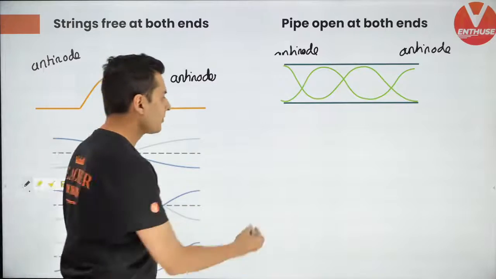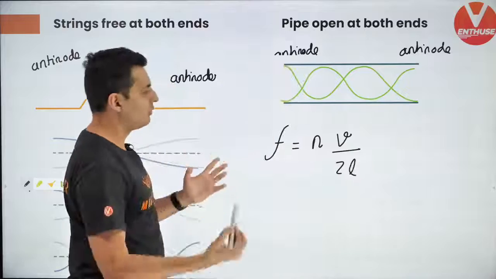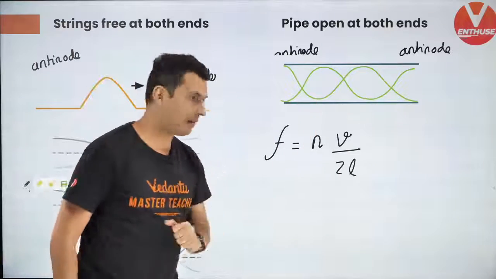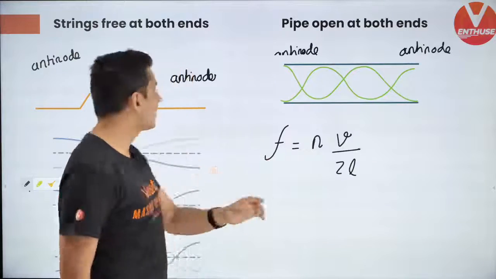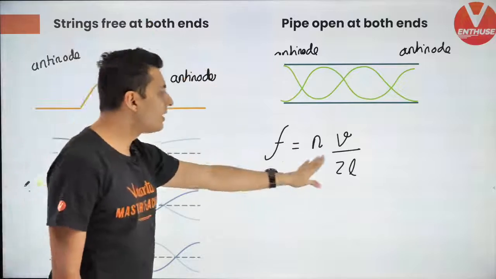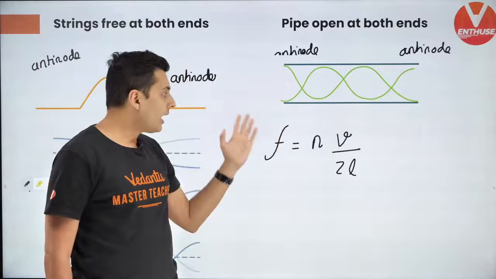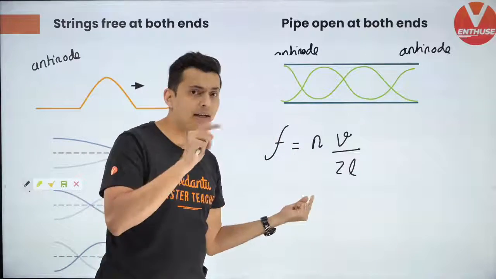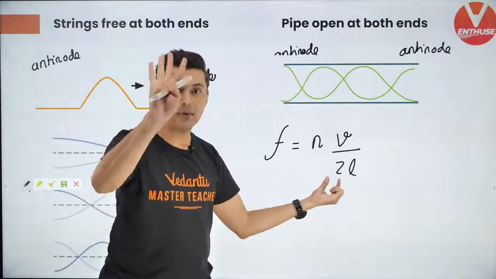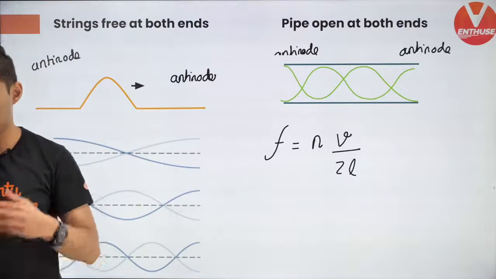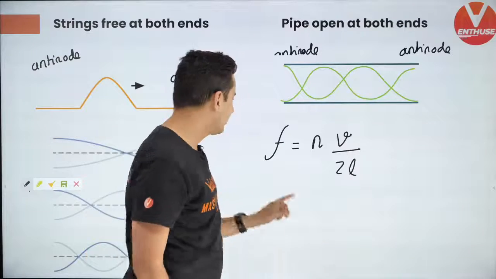And in this situation, the frequency is nv by 2L, same as the original formula for fixed ends. Very similar. So the free formula is the same as the fixed formula. Keep this in mind. Strings free at both ends, formula-wise, is the same as a string fixed at both ends. And only when the string is fixed at one end, or the pipe is closed at one end, instead of n you will have an odd number, and instead of 2 you will have 4. Keep this in mind.